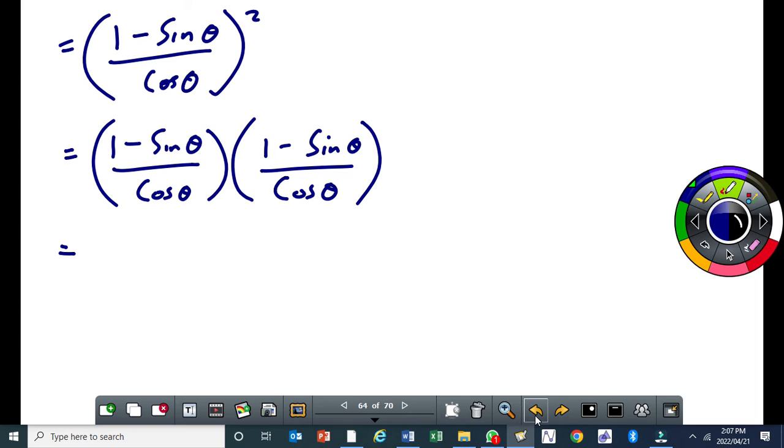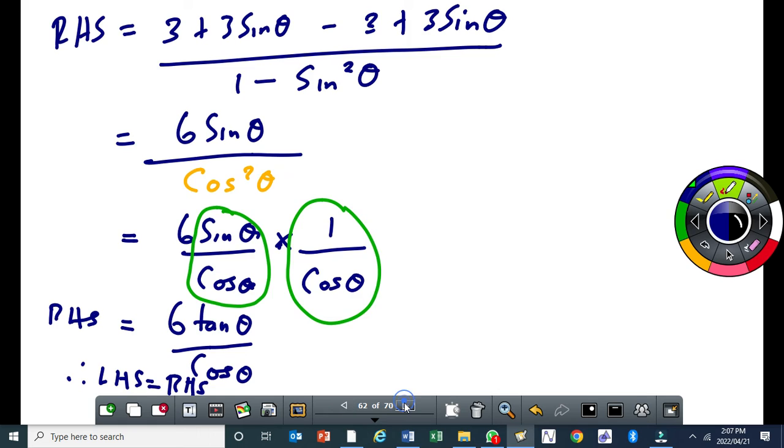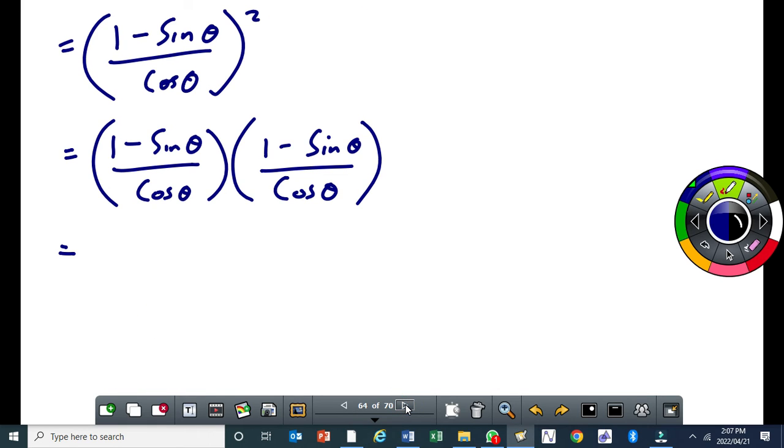Are you following? Yeah, there is no need to use FOIL in the numerator there, because if you do that, you can end up simplifying it too much and you can get stuck forever. So you need to be very careful. Since I've got 1 minus sine theta on the right hand side as the numerator, I can just multiply the cos theta and the cos theta, but I should not touch the what? The numerator. So I can write that as 1 minus sine theta squared.